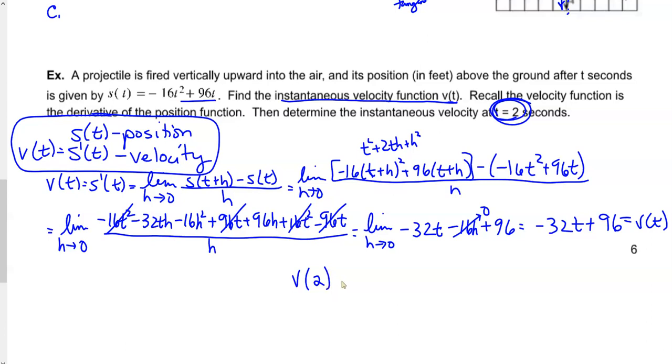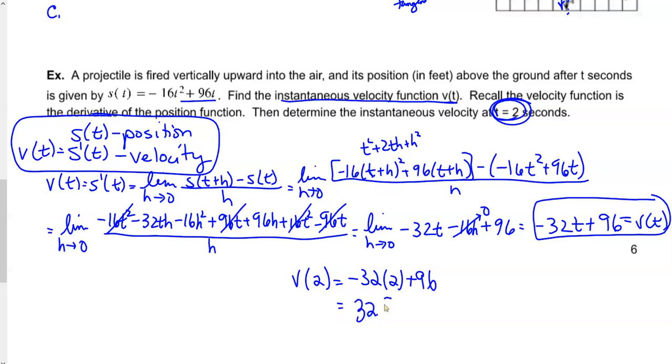To answer my question, I need to do negative 32 times 2 plus 96, because I have to put it into the function that we just found for our velocity, which is this guy right here. Making sure that you multiply by 2 gives you negative 64, and add to 96. Looks like we get a velocity of 32, and our units are feet per second for the velocity when time equals 2. And that, ladies and gents, is the end of section 3.2.